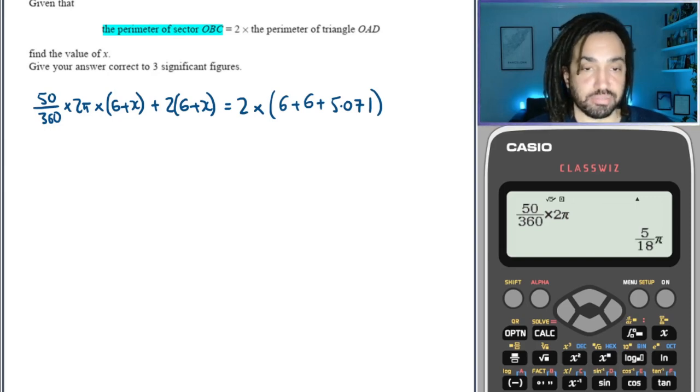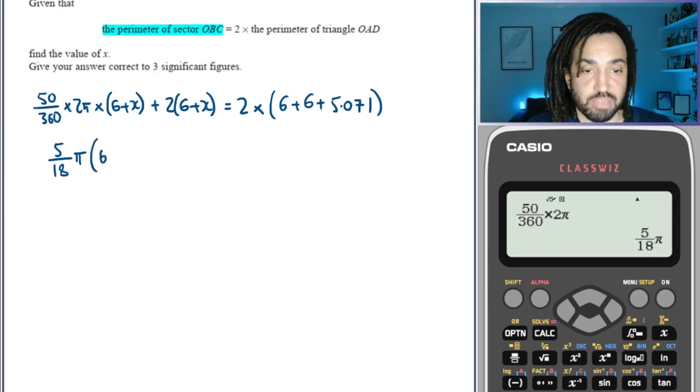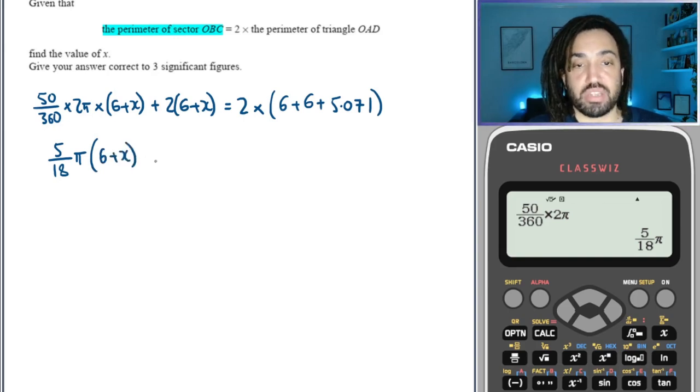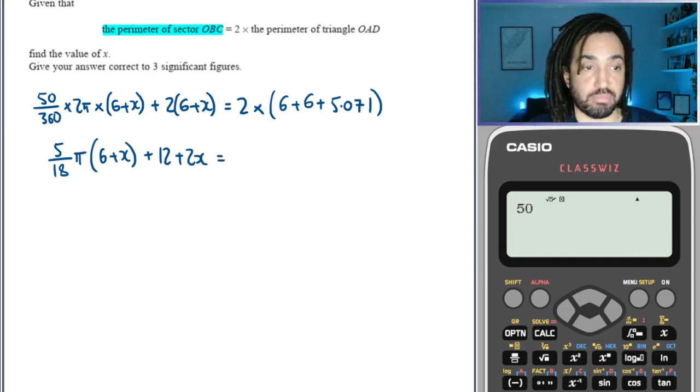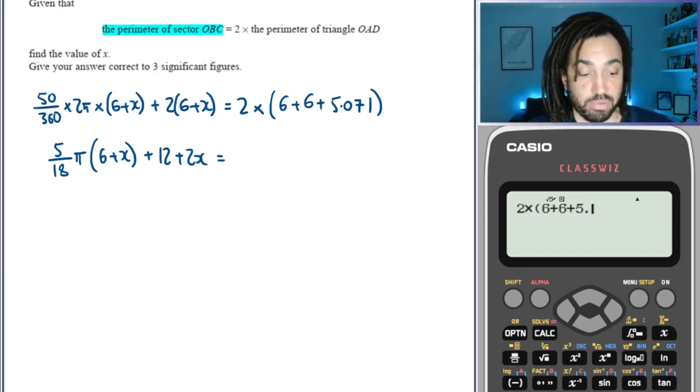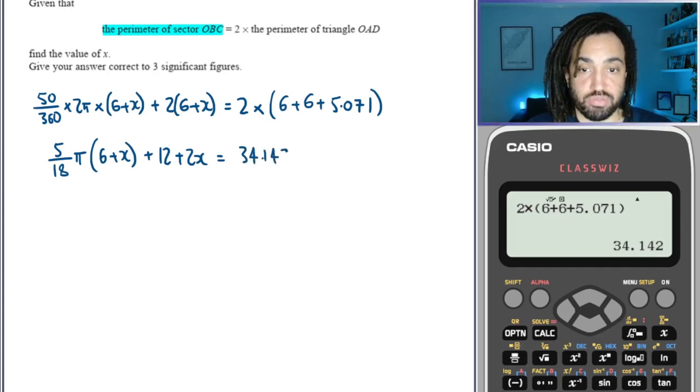So that simplifies to 5 over 18 pi, but we need to times that through by 6 plus x. And when we multiply out this bracket, we're going to get 12 plus 2x. And we can actually work that out nice and simply by just doing 2 times 6 plus 6 plus 5.071. Okay, so that's 34.12.